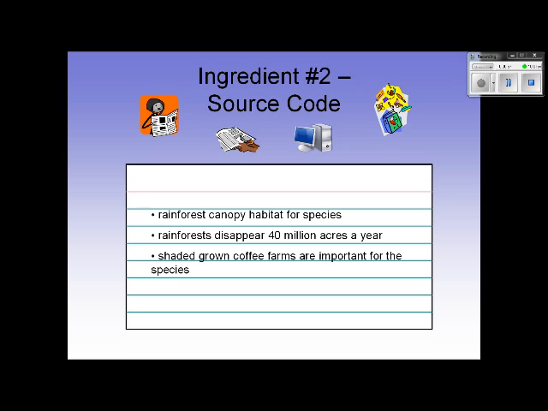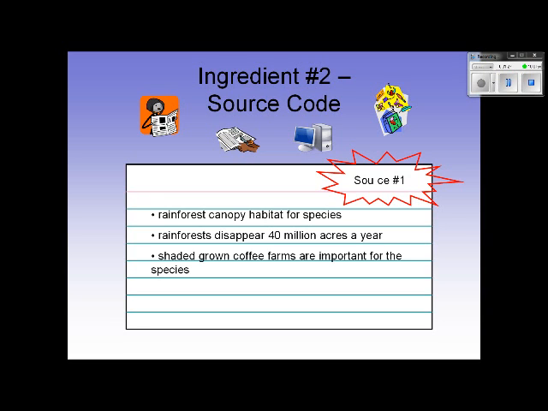Having a source code is great because then you know where that piece of information came from, so you can go back to that source. That's what those numbers were for. All of this information that I got came from my first source. So in the right-hand corner, I'm going to put in my source code, and it's going to say source number 1. All right, so source number 1.